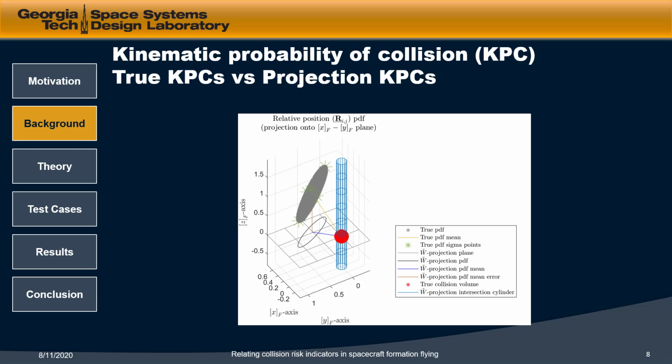and collision probability waveforms, it is important to understand if it makes sense to characterize collision risk as approximated by a projection KPC. In the literature, several authors conceptualize collision risk as measured by a projection KPC, such as in the radial along-track plane or in a plane normal to the expected relative position rate. Therefore, it is important to know whether such approximations are adequate.